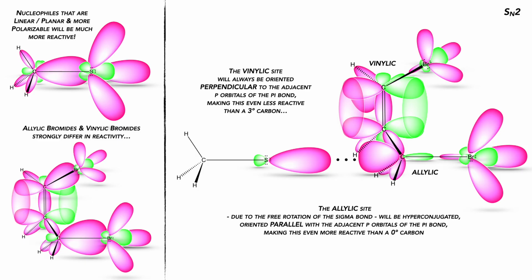Because the sigma bond can rotate, the sigma star orbital can align parallel to the adjacent p orbitals. And this hyperconjugative alignment increases reactivity beyond even a typical primary carbon. This is one of the most subtle and beautiful SN2 insights. Orbital orientation matters even more than substitution.